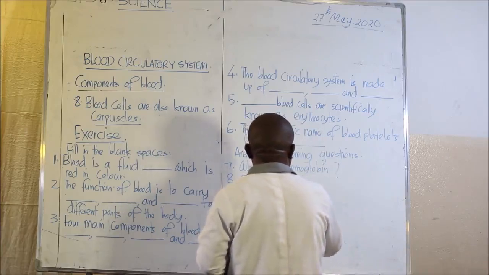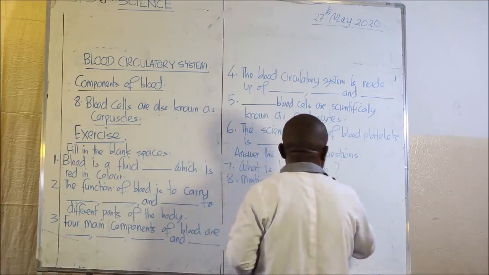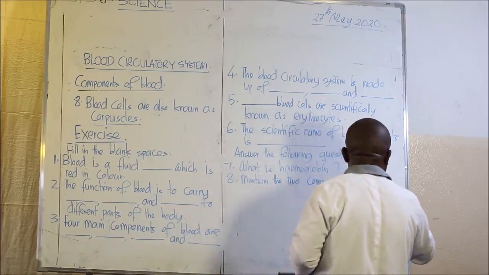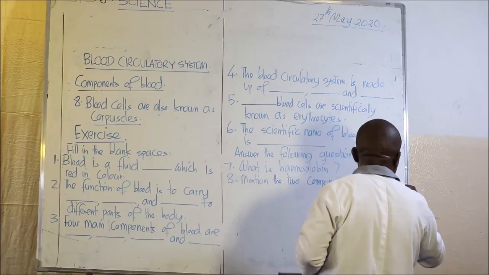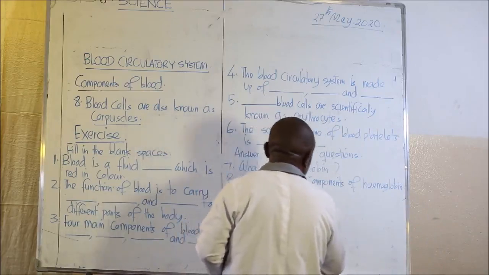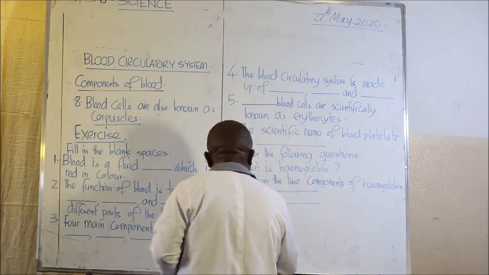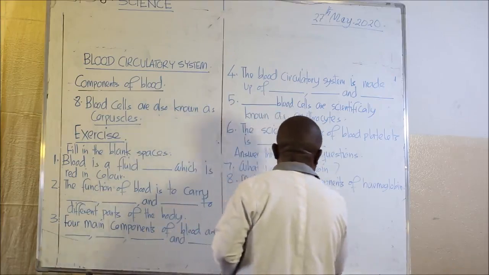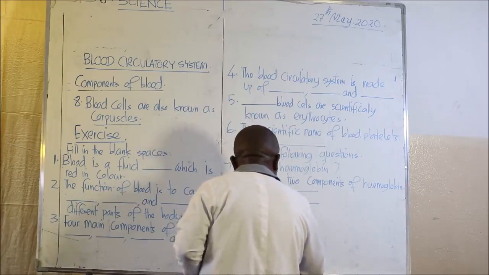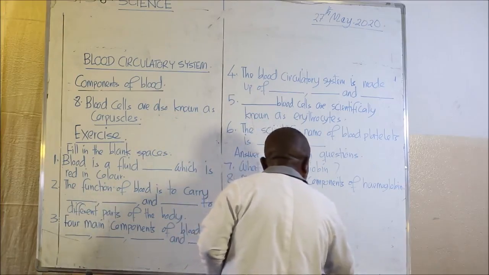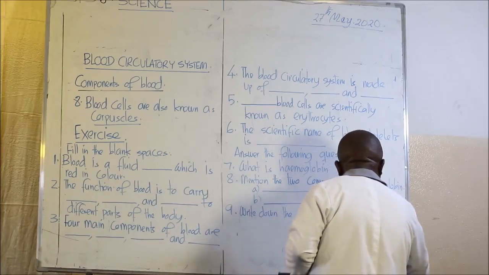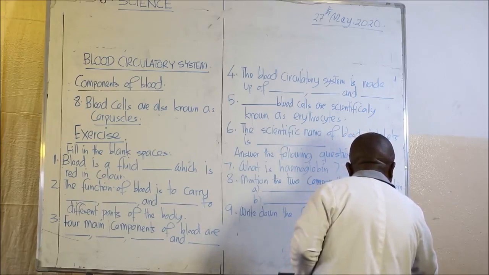Meaning that, what makes hemoglobin? Hemoglobin is made up of what? There are 2 things. Mention the 2 components of hemoglobin. Then we have only 10 questions. Question number 9 says, very, very important question. Write down the function of white blood cells.